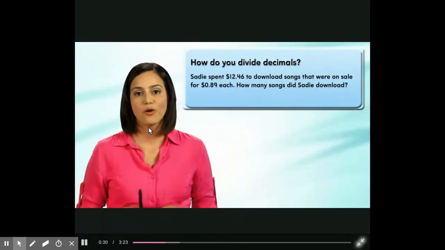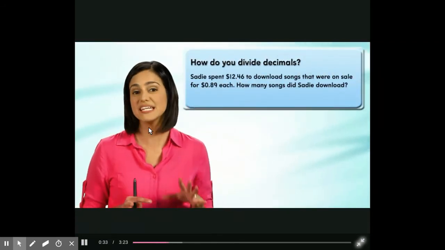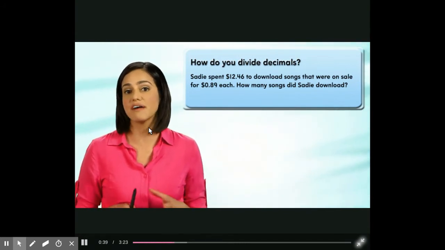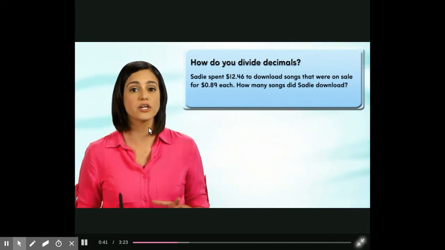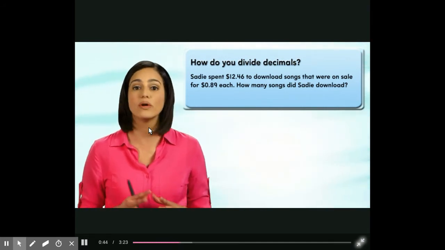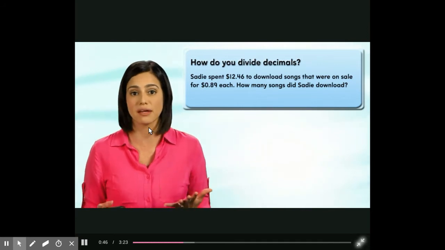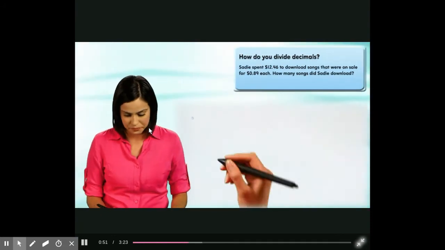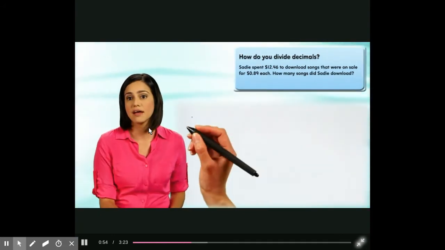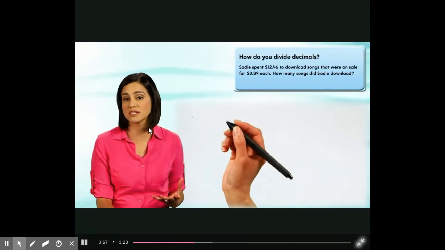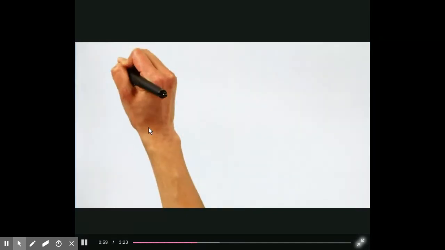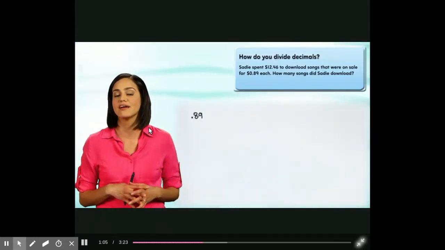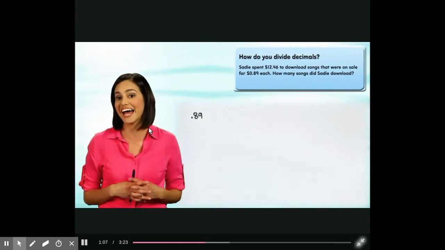When we divide decimals, we need to make sure that the divisor is a whole number. If the divisor is not a whole number, we need to figure out what power of 10 we need to multiply the divisor by to make it a whole number. So let's figure out what our divisor is. Well, we have that the songs were on sale for 89 cents each. So in order to figure out how many songs Sadie downloaded, we need to divide 12.46 by 0.89.